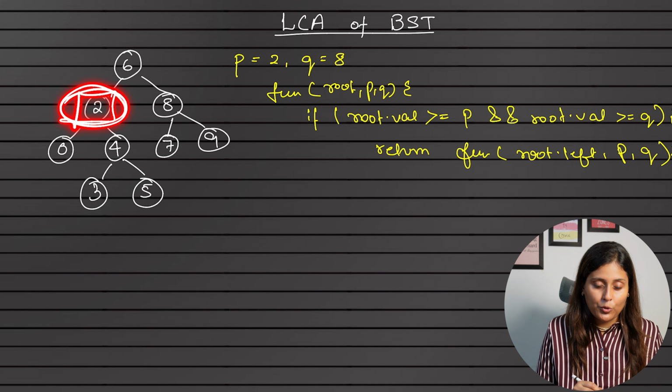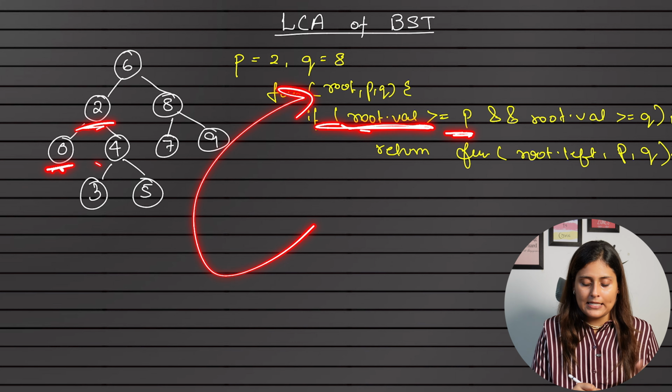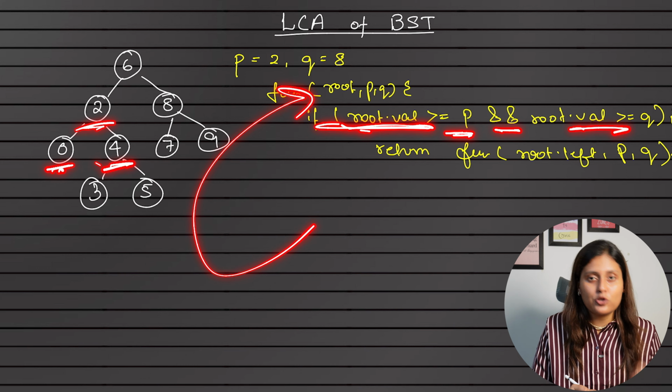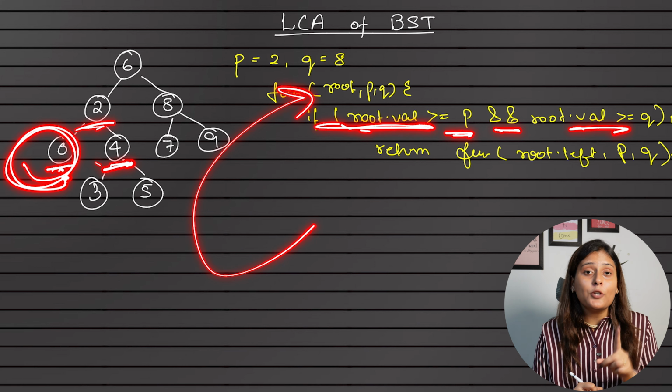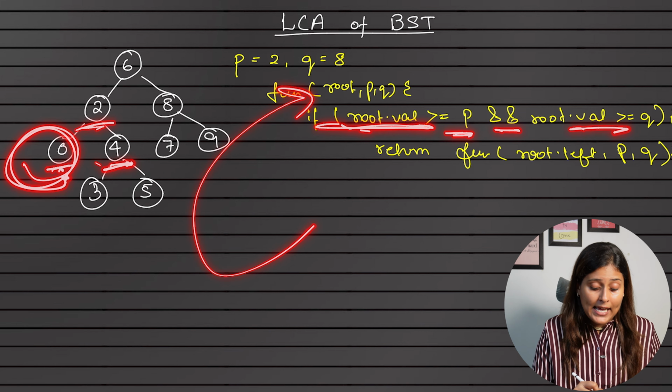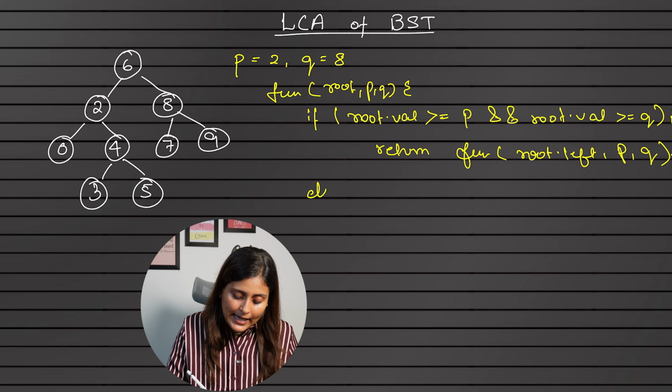So now 2 is my root. Again we'll go here and check: is my root value 2 greater than P, which is 0? Yes. And is it greater than Q also? No. It means one node lies towards my left side, but the other node lies towards my right side, and hence I will be that lowest common parent. Correct? So we'll say else if.